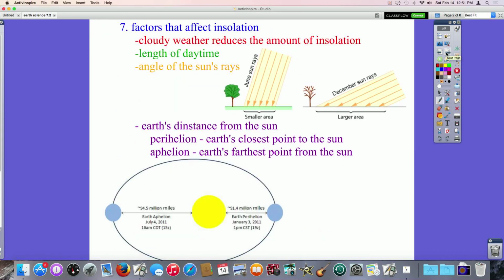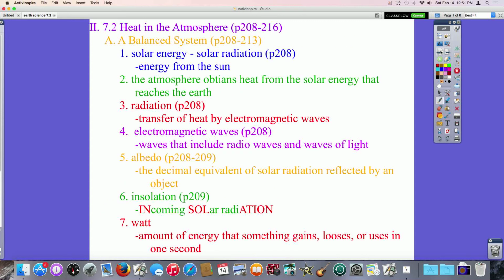There are several factors, I believe we're actually going to talk about 4 factors that affect insolation. One is cloudy weather, which reduces the amount of insolation. And that's because of a term I actually forgot, which was on the last page, I believe. I accidentally skipped over it. Number 5 there, albedo. This is the decimal equivalent of solar radiation reflected by an object.